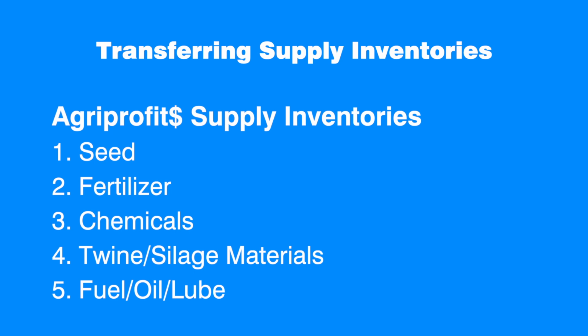AgriProfits requires information on inventory of items used in the production process, also called supply inventories. The major types of supply inventories are seed, fertilizer, and chemicals used for crop production, twine and silage materials used for forages, and fuel, oil, lube used by all enterprises. AgriProfits uses this information for the economic analysis as well as for data checking purposes.